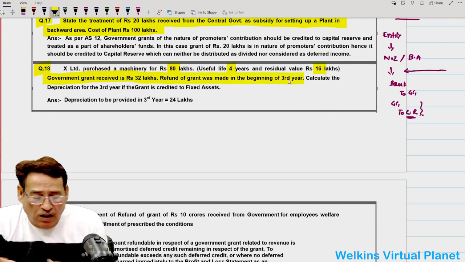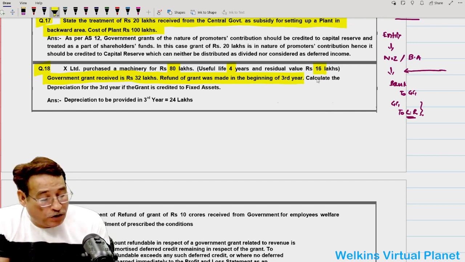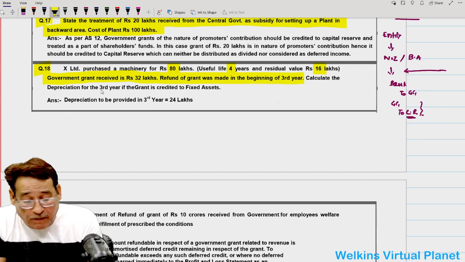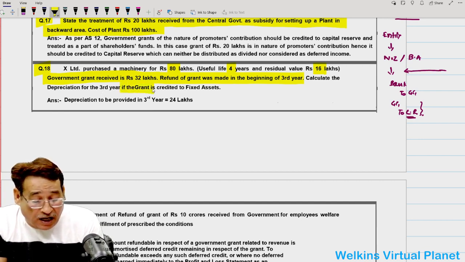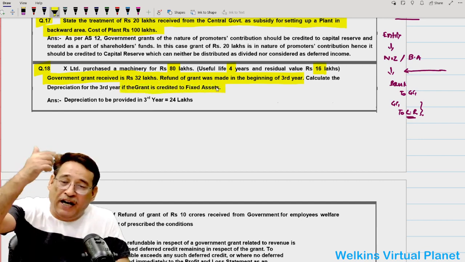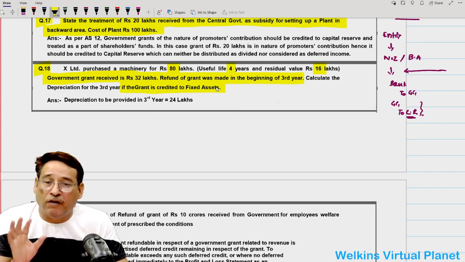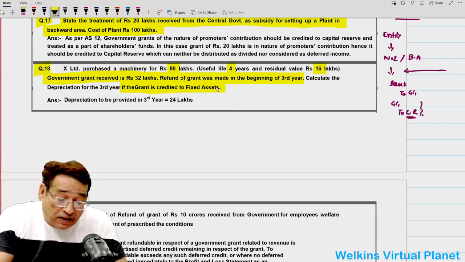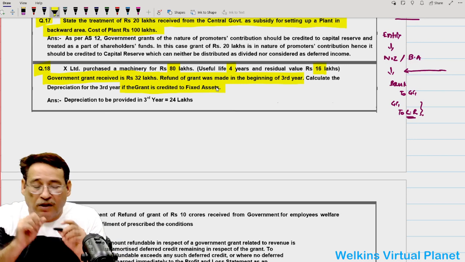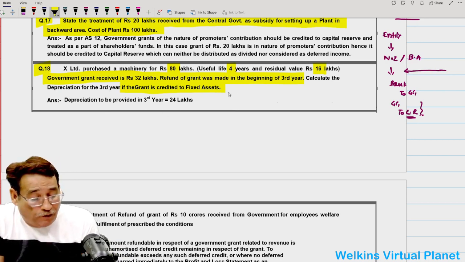Till up to this, it is absolutely similar to the one which we just did a moment ago, but the only difference is: calculate the depreciation for the third year if grant is credited to fixed asset. In that case, grant was credited to deferred government grant. In this case, grant is credited to fixed asset. So that is the only problem.